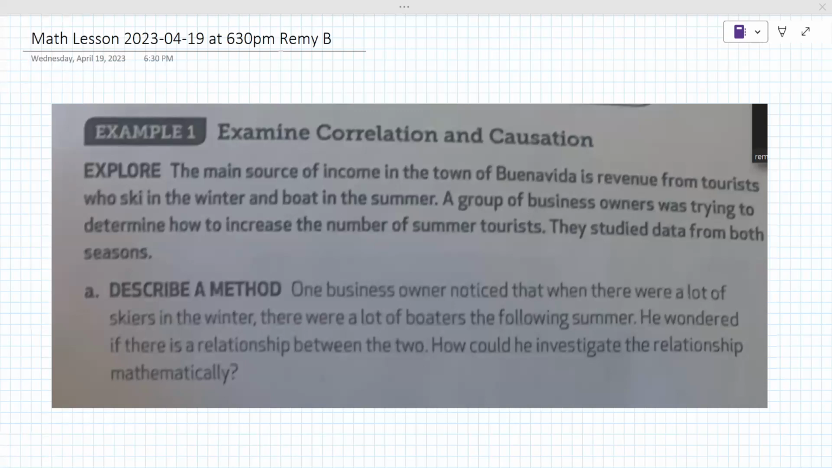It says examine correlation and causation. We talked about correlation last time, and I think I might have briefly talked about this idea of causation. Cause and effect are different than correlation. Sometimes things are correlated, but they have no relationship to each other. And you might not think that would happen, but oftentimes people believe that because something is correlated, it means it causes the other thing.